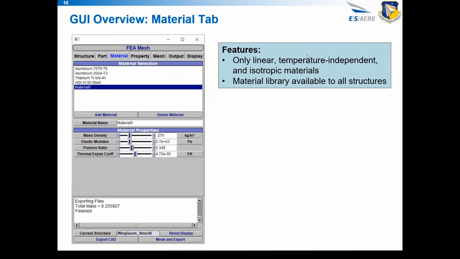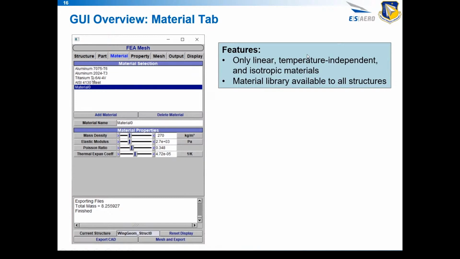Next tab we have is the materials tab. The materials in the properties tab, those are available for all structures, so you don't have to have a structure selected. It's just a library that you can then, once you have a structure with FEA parts, assign these materials and properties to any that you like. You don't have to create a new material library for every structure that you add. So that's what this is here.